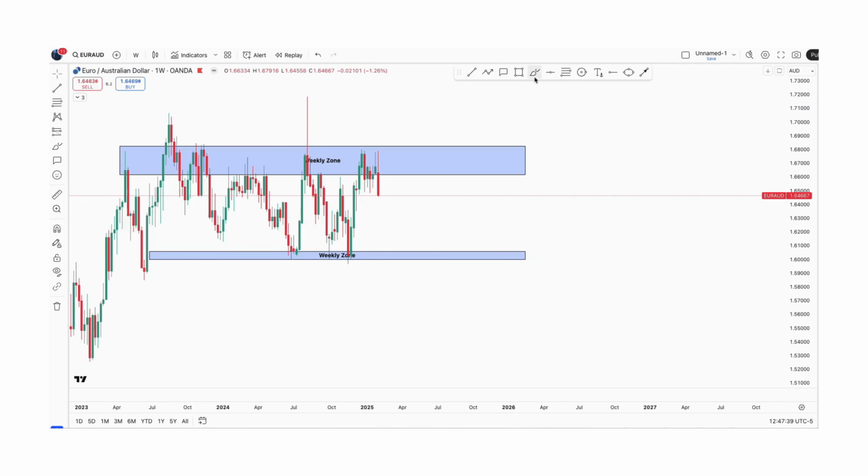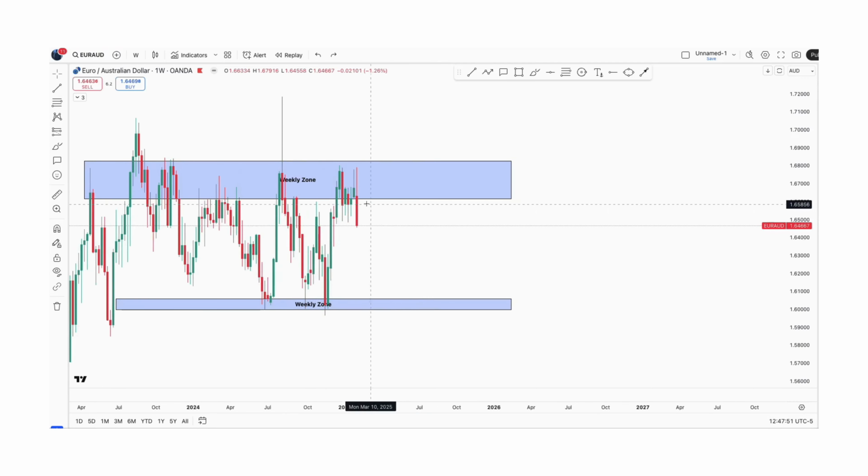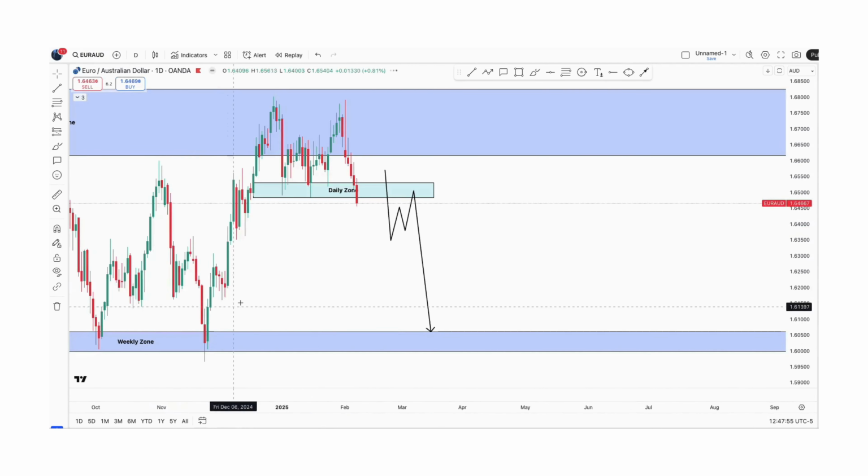Alright, so the first thing we're going to look at is Euro AUD on a weekly time frame. We can see that price is in a sideways range. Pretty much price is moving from resistance, which is at the top, and support, which is at the bottom. Right? So we're going to see that price last week had a big bearish engulfing candle. So we're going to drop down to the daily time frame and see if there's any opportunities.